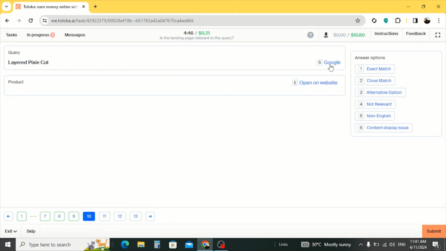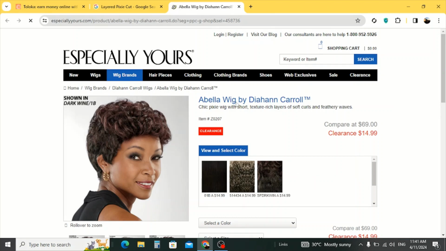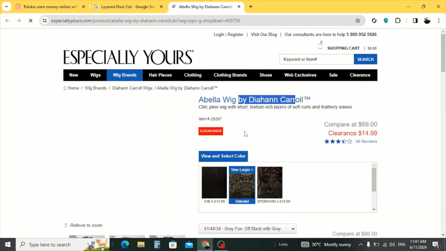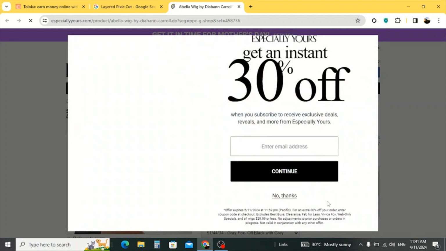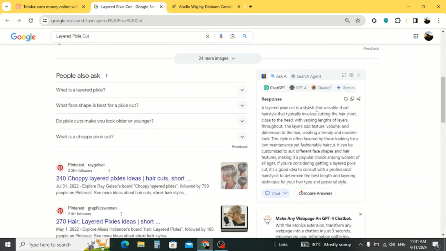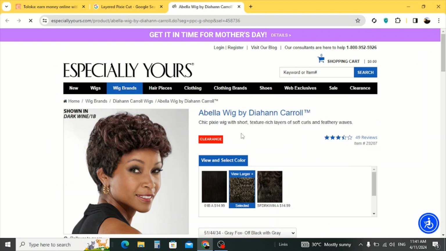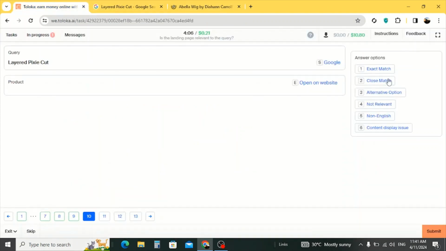Layered pixie cut. So the user is searching for a cutting pattern. Wig by Denim Carroll. This is a pixie wig. But the user has not searched for a wig, it has only searched for the cut. Probably he wants to go for a cut, but he is not going to buy a wig, so it is not relevant, because in this case the product is mismatched.